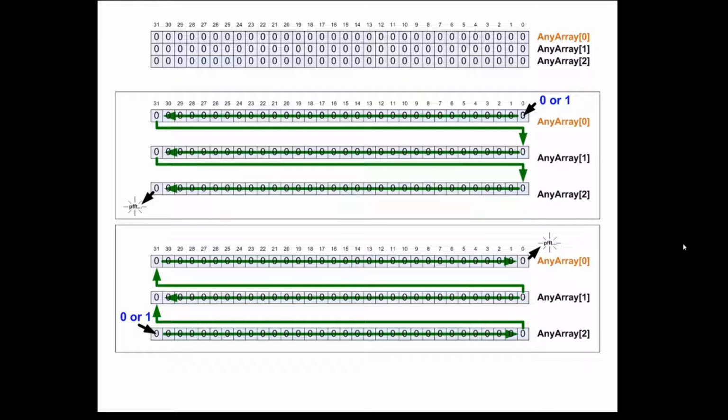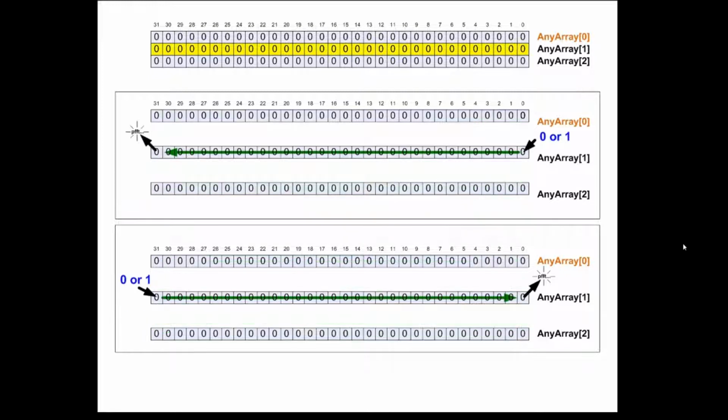And since we have 3 dints, the maximum size of shift that you could do would be 96 bits or less. Here we're doing less. Here we're working entirely within any array 1. In other words, any array 0 and any array 2 are not in the definition of our bit shift instruction. So the bit shift instruction has no effect on any array 0 or any array 2. It's all within any array 1.